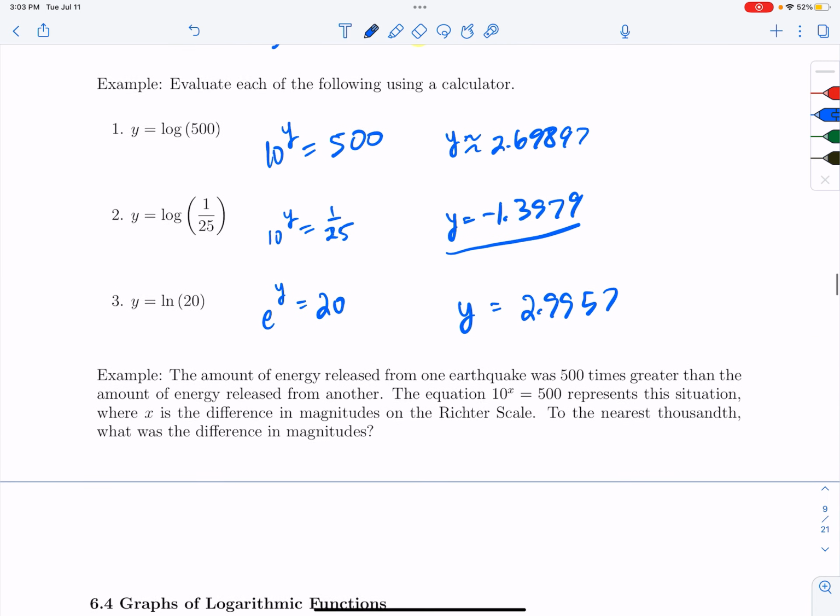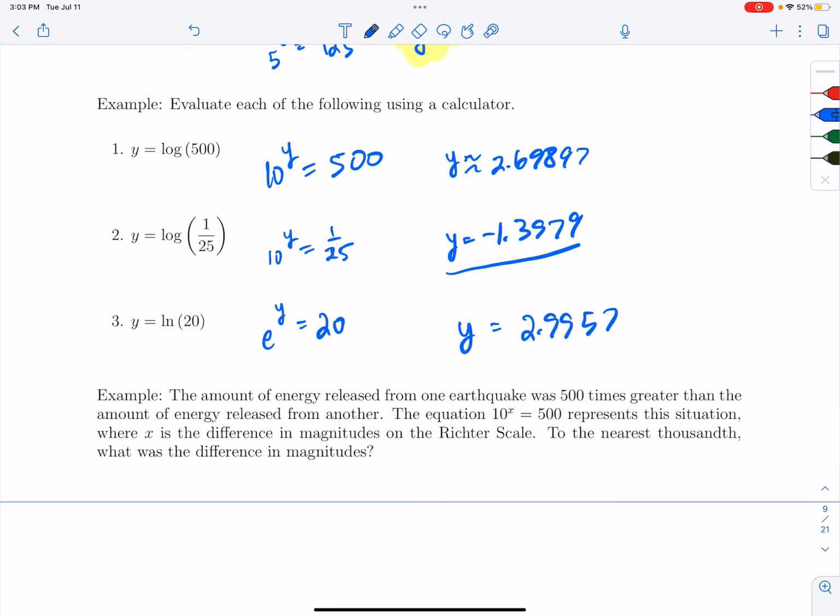All right, and then we have this example. It says the amount of energy released from one earthquake was 500 times greater than the amount of energy released from another earthquake. The equation 10 to the x equals 500 represents this situation where x is the difference in magnitudes on the Richter scale. So, the question says, to the nearest thousandth, what is the difference in magnitude? So one thing to know, if you don't know already, is earthquakes use something called the Richter scale to measure their magnitude, to measure how strong they are.